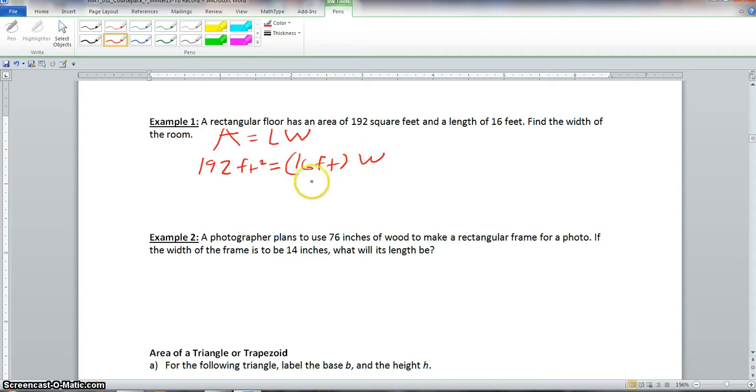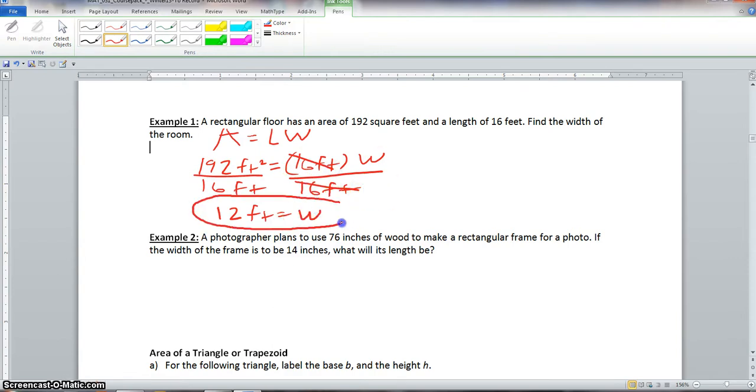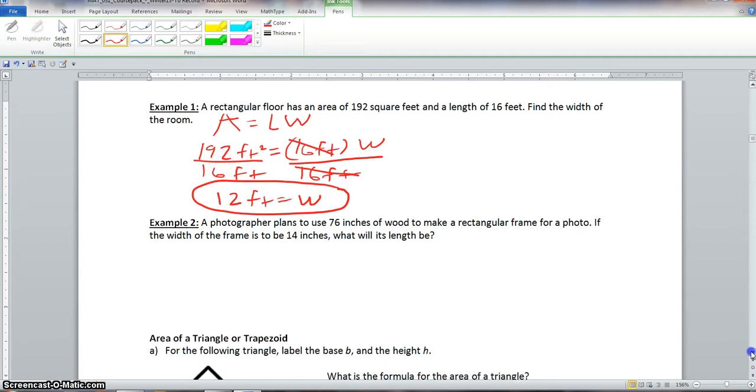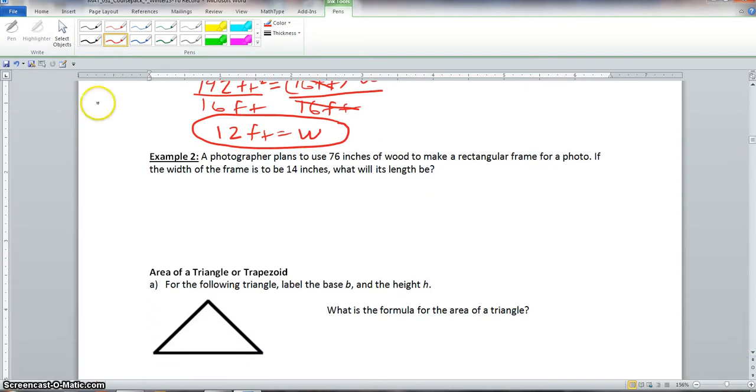So we need to get our width by itself. So we would divide each side by 16 feet. Now 192 divided by 16 is 12. Feet squared divided by feet is feet. And it equals, these 16 feet simplify out and you're left with the width. So your width is 12 feet. Now we go to example 2.